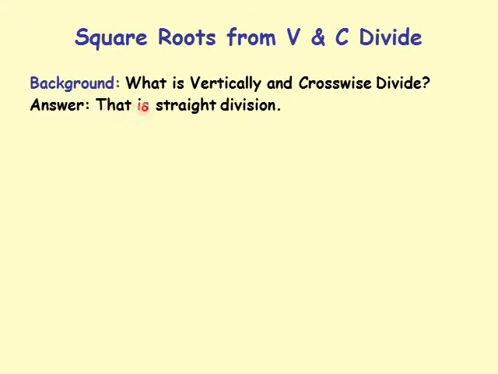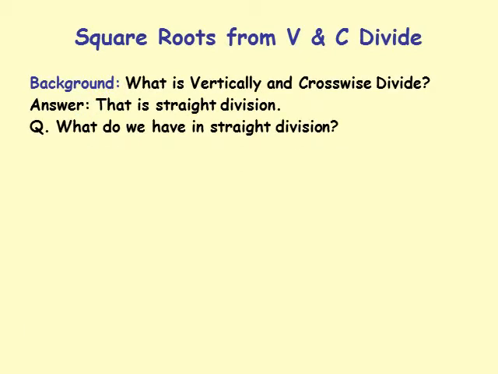Answer. That is straight division. Straight division is where we split the divisor into two parts. One is the divide by part, the other is the adjust for part, and the adjust for part goes on the flag. They make the flag digits.